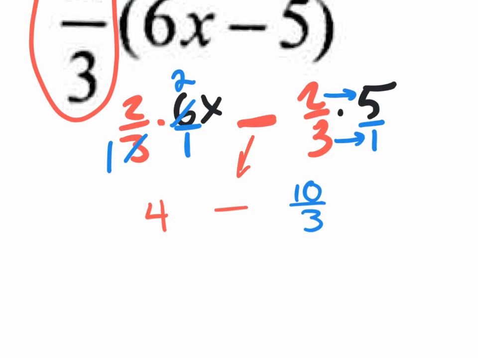I almost forgot. This first term has an x in it. So this cannot just be a 4. It has to be a 4x. It had an x. It has an x still. So 4x minus 10/3 is your final answer.